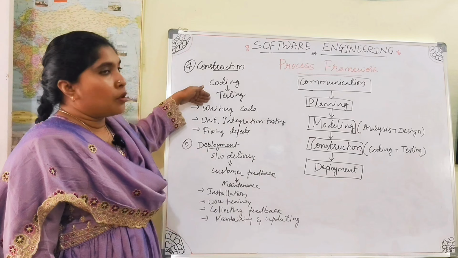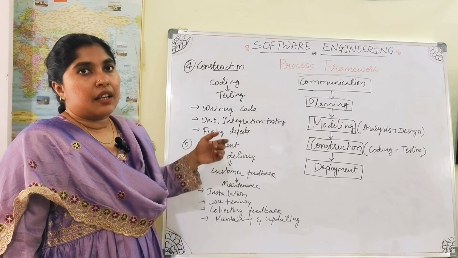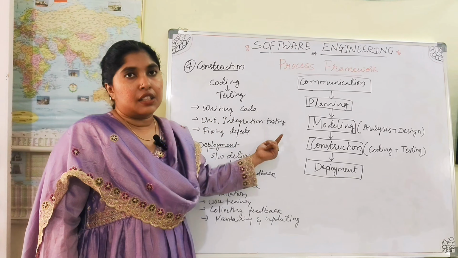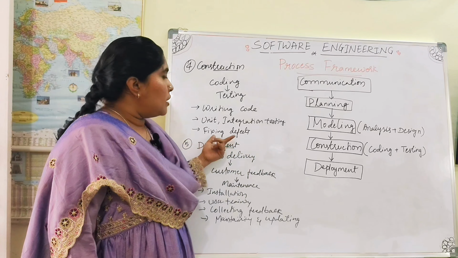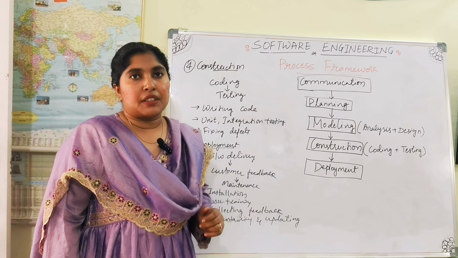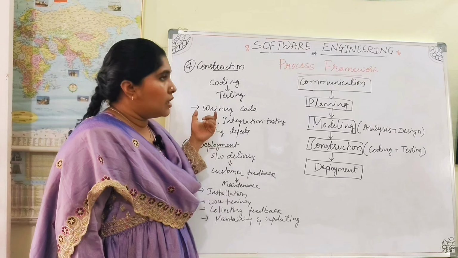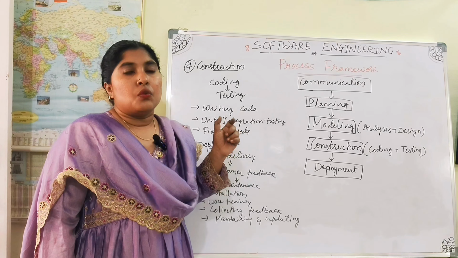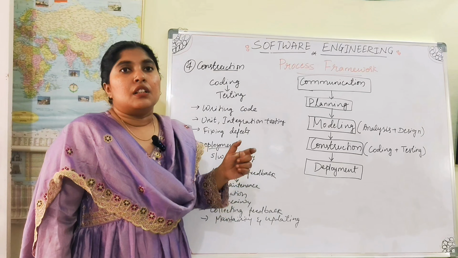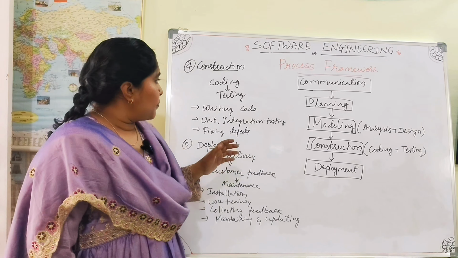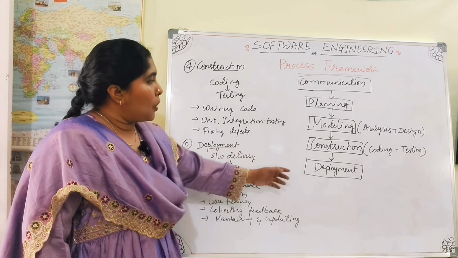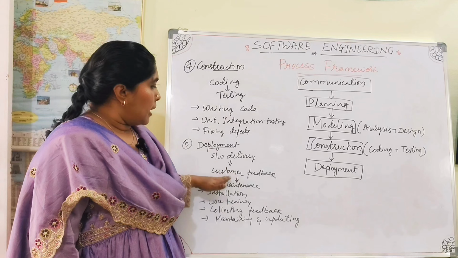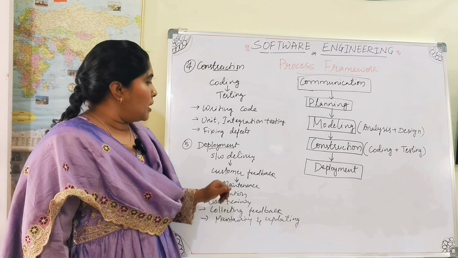The next step is construction, which includes coding followed by testing. Code will be written and then verified. We will do unit testing, integration testing and system testing, and you will fix the defects. You write the code in the construction phase and verify whether it is working according to the flow or not. The next step is deployment, the fifth stage. Here we have software delivery, customer feedback and maintenance.